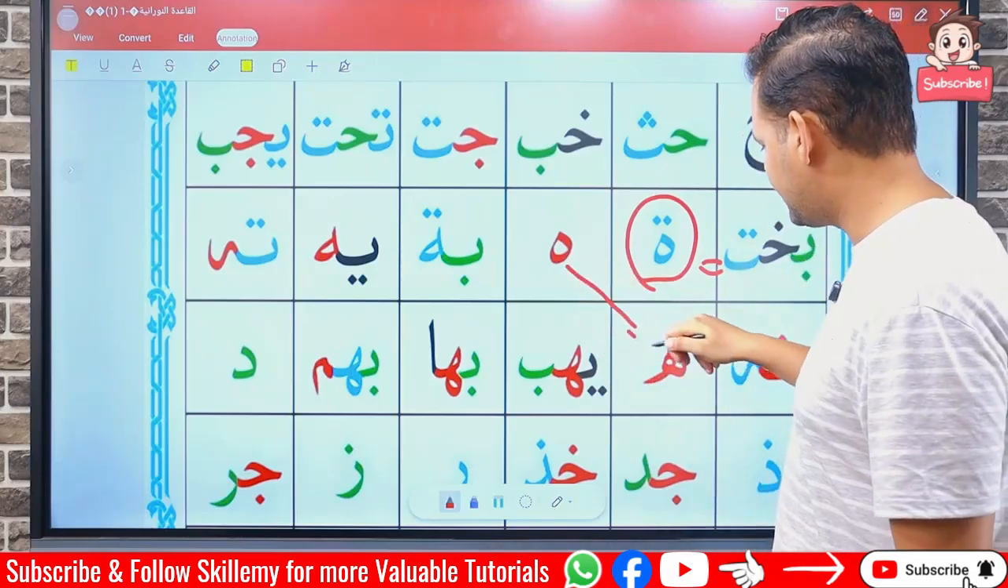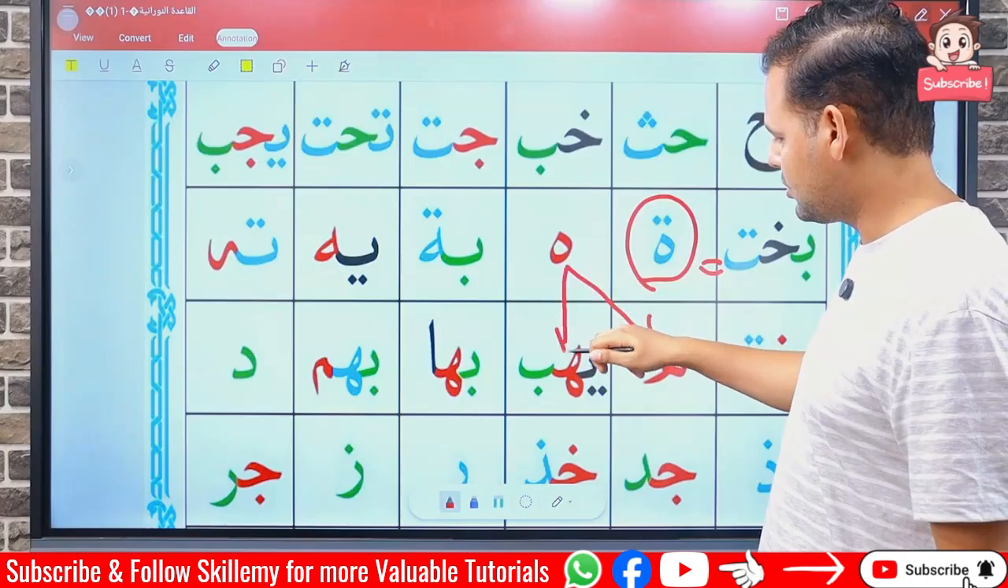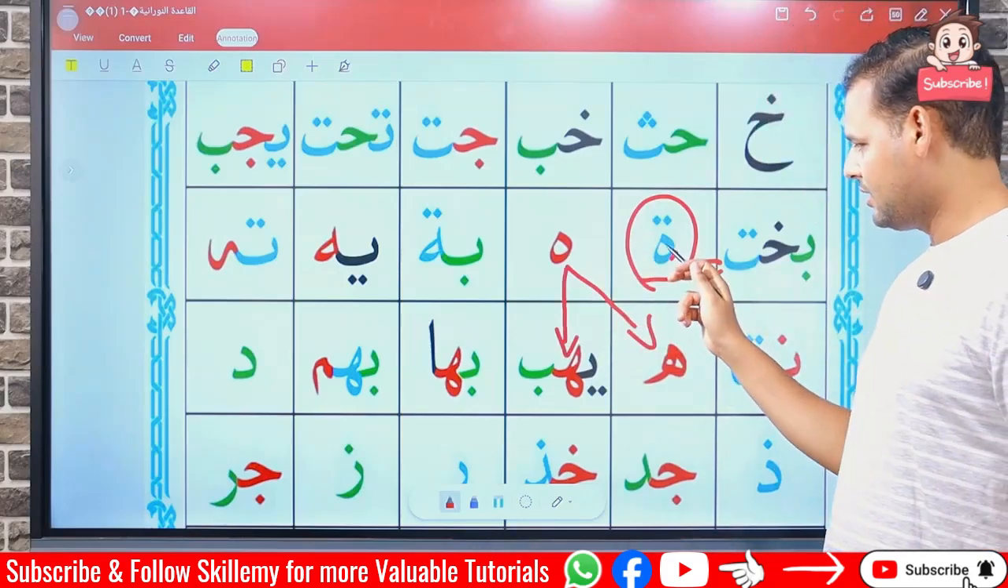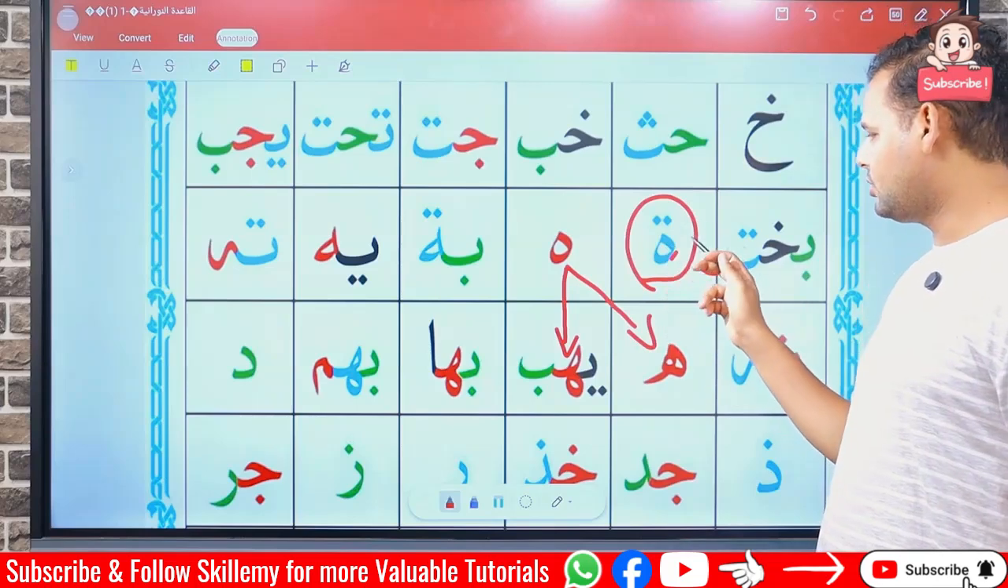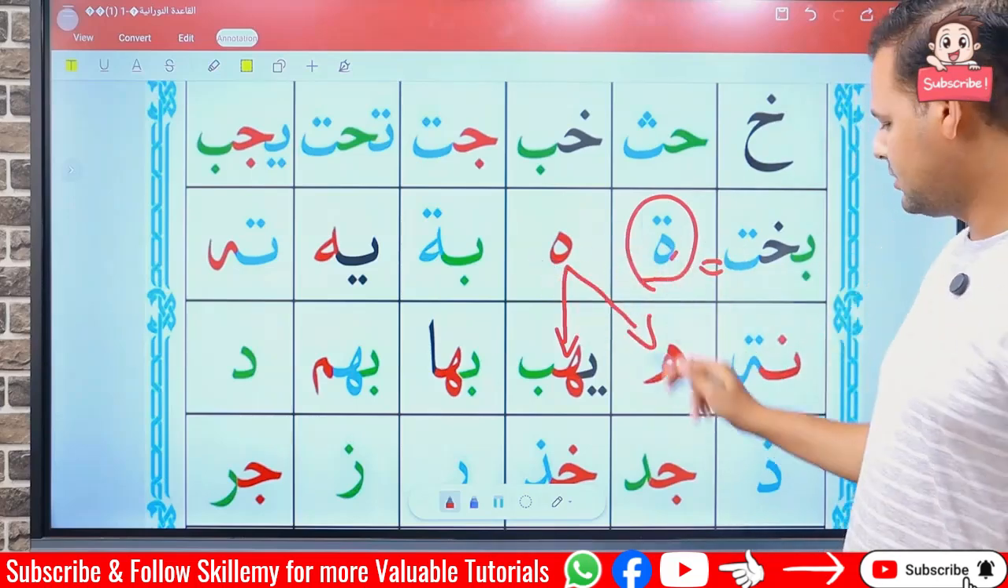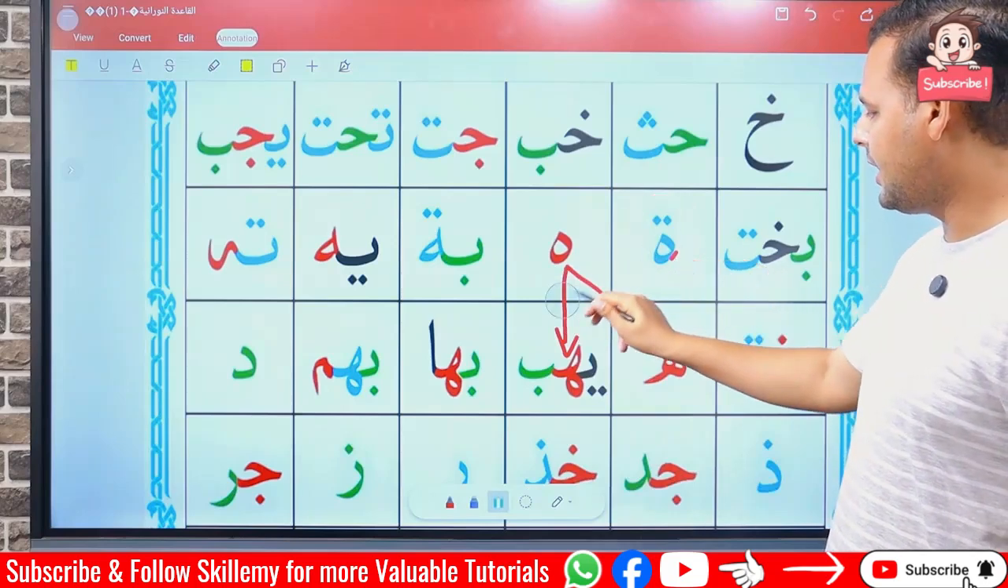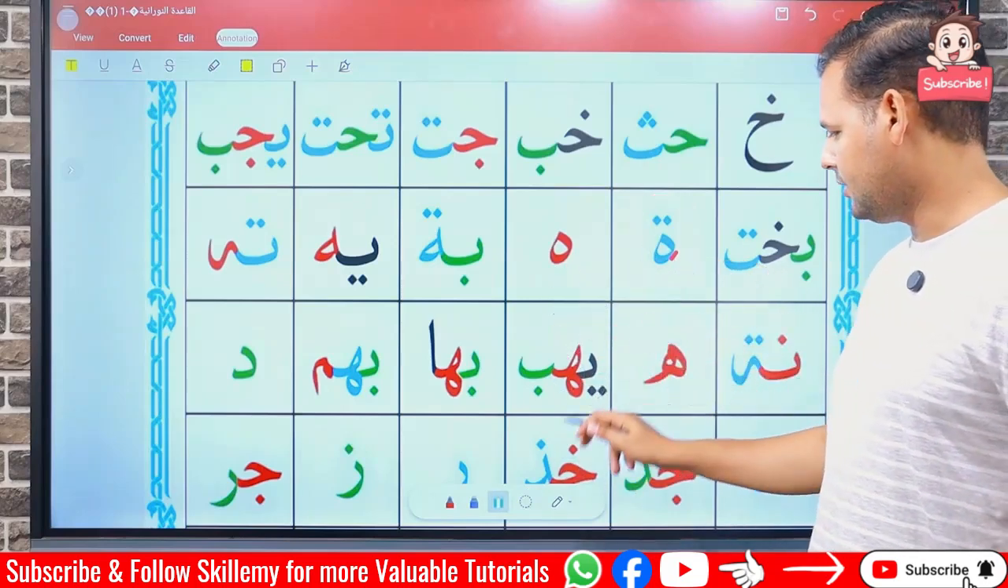This is Ha as well. This in the middle is also Ha. The 3 of them are Ha. And this one is Ta. It's similar, but this one has 2 dots, this one without 2 dots. Okay? So that's Ta and that's Ha. Okay?